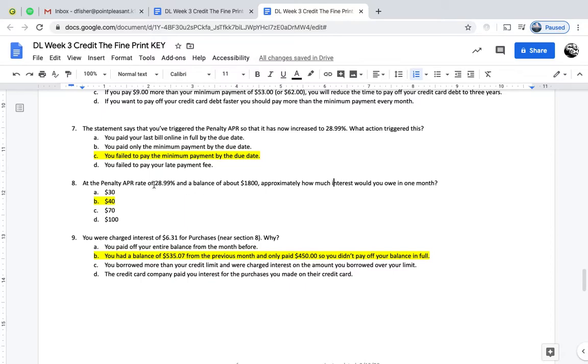This question is really hard to do on your own. Number 8, the penalty APR is 29%. You owe them $1,800. How much interest would you owe? Okay, I had to use a calculator, so I'll just do it for you here.